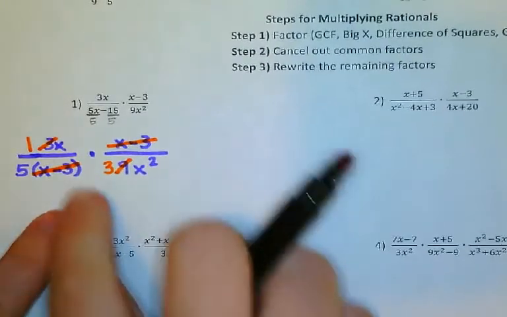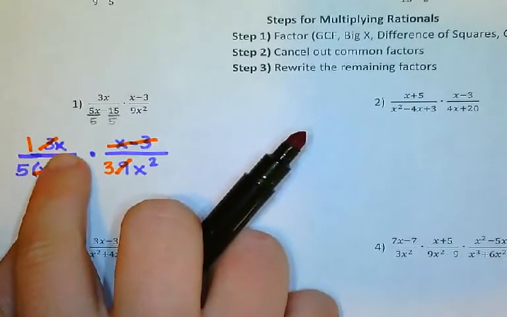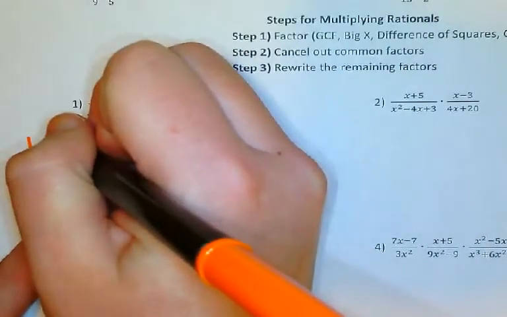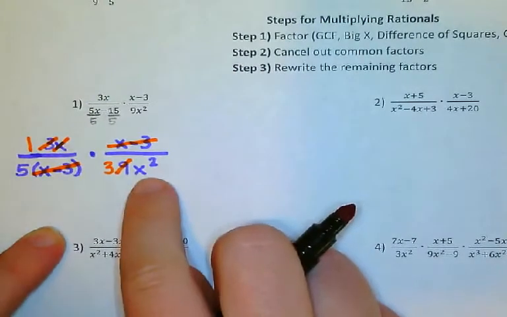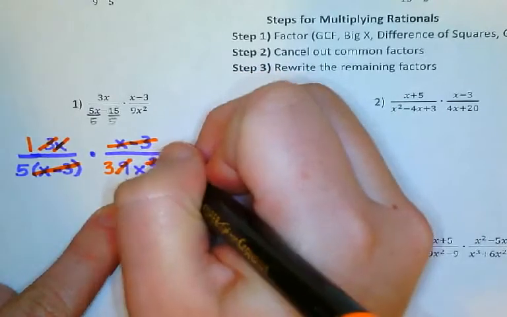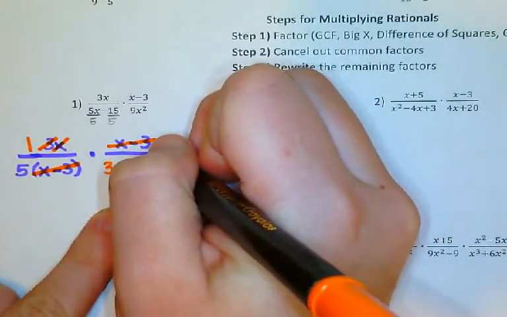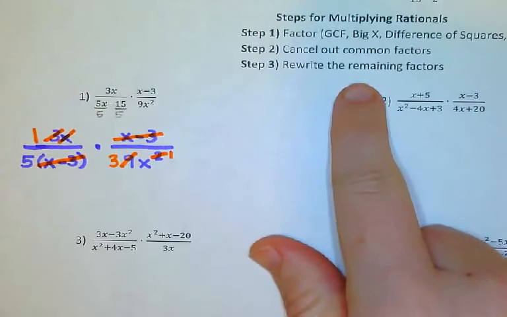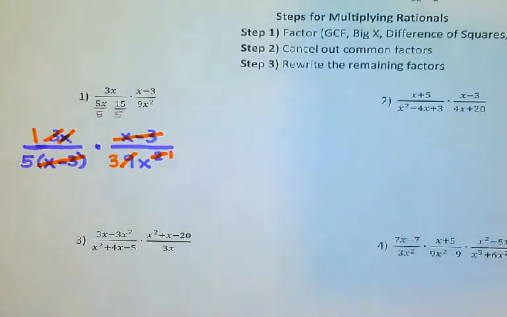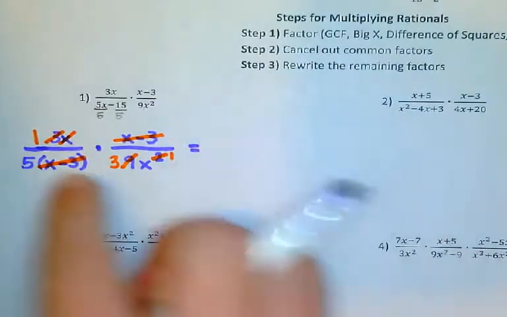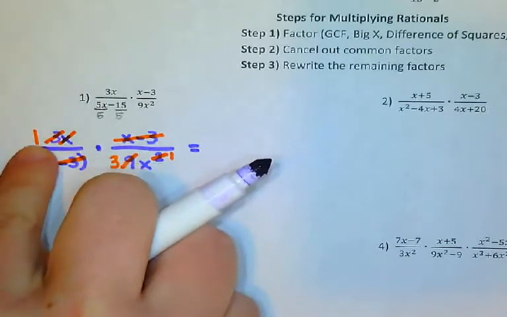We also have an x on top and an x squared on bottom. Alright, so I have one x on top and I have 2 on the bottom. If I cancel out one of these x's, I'm going to be left with 1x. So I could put a 1 here in the exponent, or I could leave it as just x. So now we are going to rewrite the remaining factors. So we've canceled out everything that looks like we can cancel out. The only thing that is left on the top is this 1.